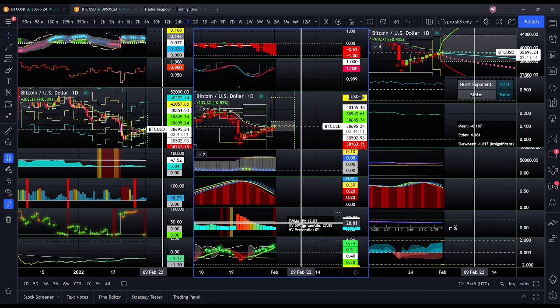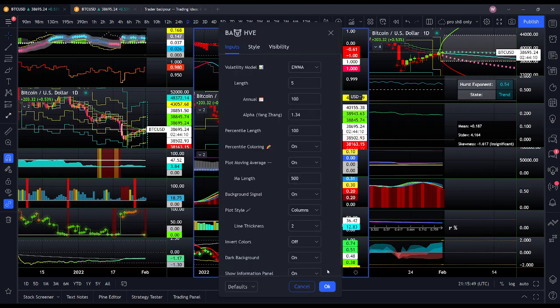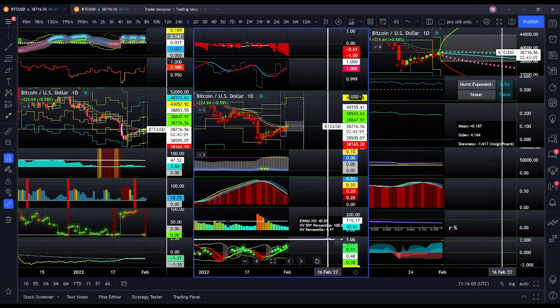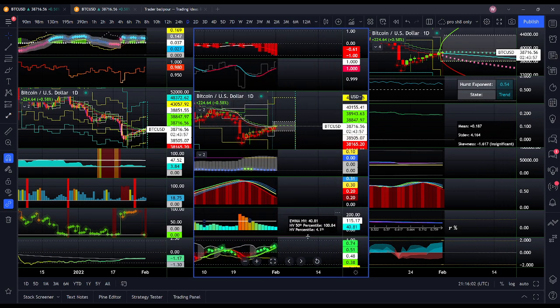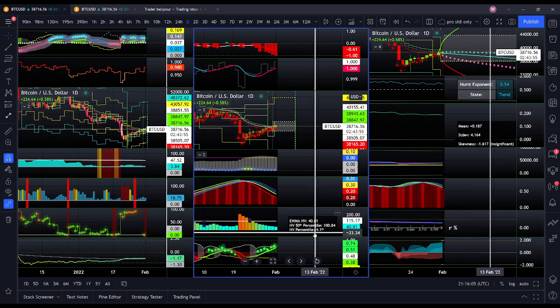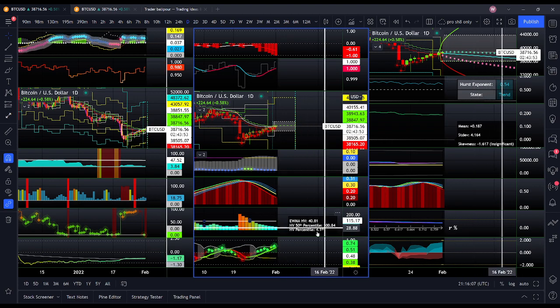And then this is our historical volatility estimator, and that's in relation to the past 100. I was probably looking at that on a weekly. I'd like to put that up some more here. I'd put that up to probably 1,000. And you can see the HV percentile is in the 4th percentile. So 4% of candles were less volatile than this.